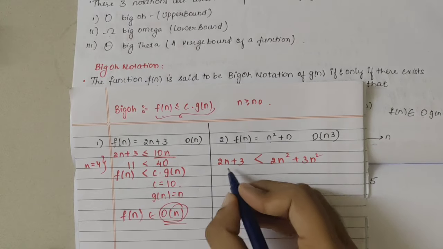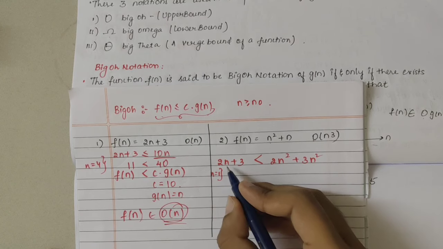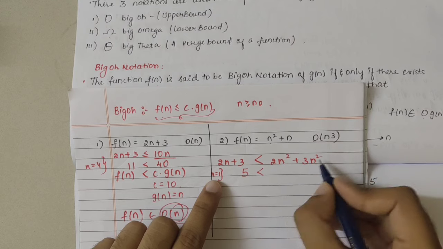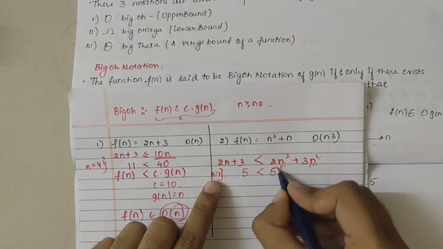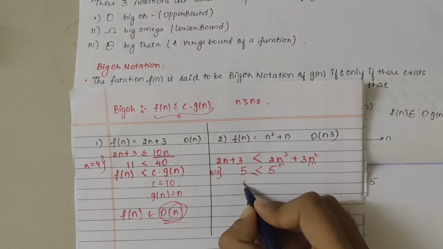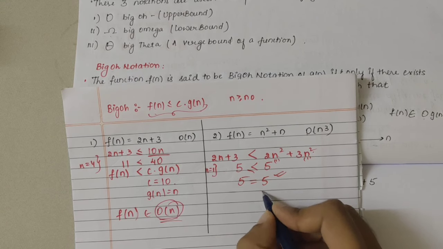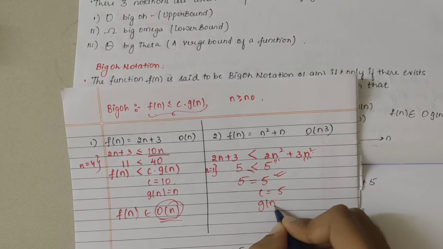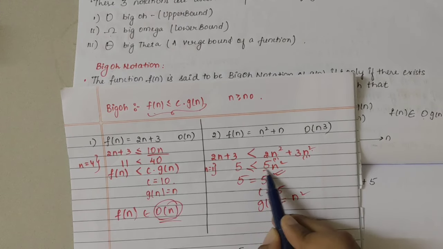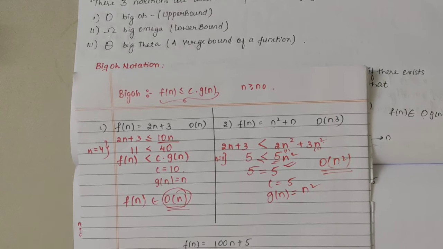So I'll take n value as 1 here. So I get 2 into 1, 2 plus 3 is 5 on this side, and on this side I have 1 and 1 here. So here again 5. Here the condition says that f of n should be less than or equal to c of g of n. So 5 is equal to 5. That is, this condition is satisfied. So I can write c value here as 5 and g of n value here as n square, because 5n square I got here. This is c and this is n square. So I can write order of n square, big O of n square.